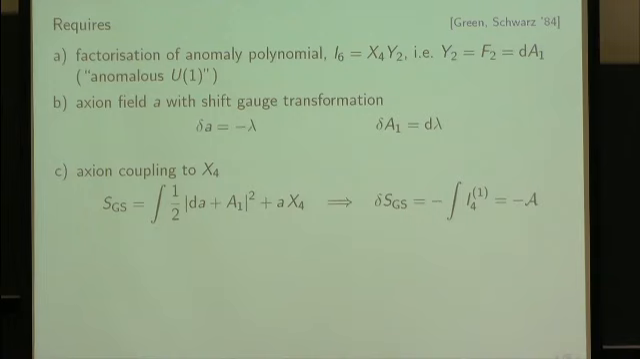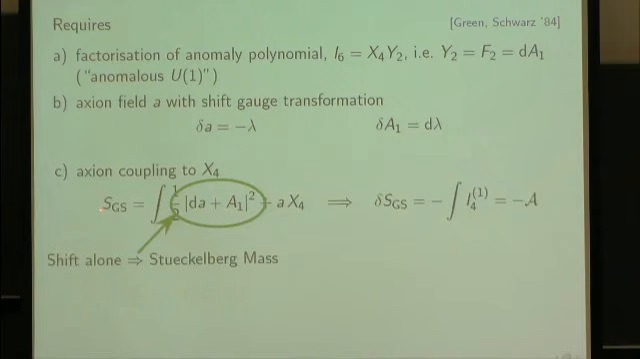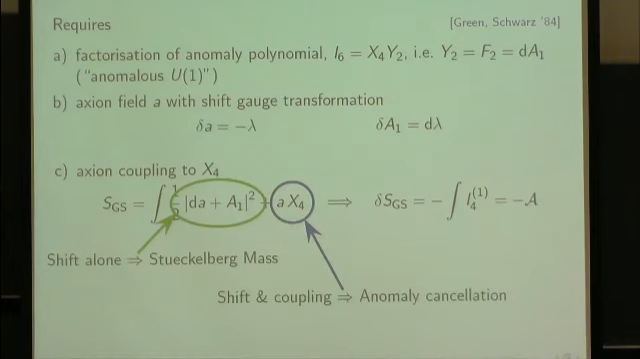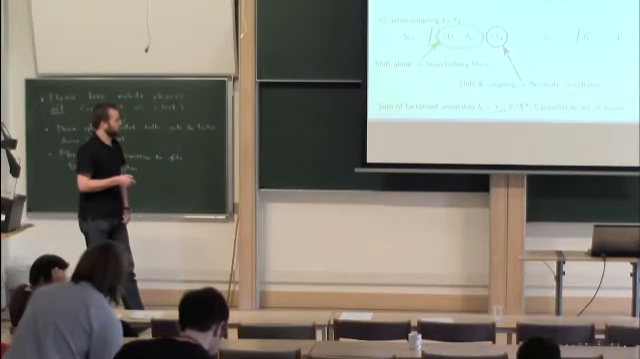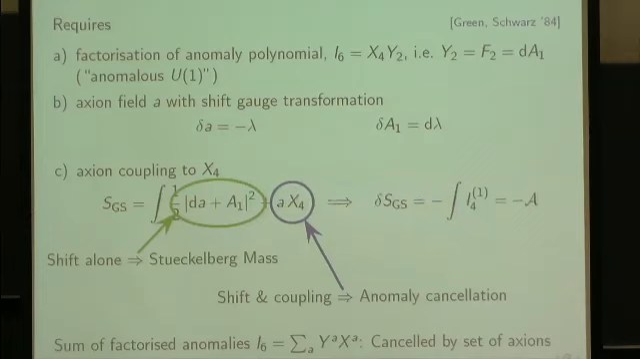And of course, this shift here will force us to write this Stückelberg type of covariant derivative. So the shift, just the shift of this axion in itself, gives the Stückelberg mass to the anomalous U1. So the anomalous U1 is always massive. And of course, then the anomaly cancellation requires this shift and this coupling alone. So there's basically two different things here, two related but not entirely the same things. And of course, if you have various anomalies, you can do the same thing with various axions. So this is basically nothing particularly new.